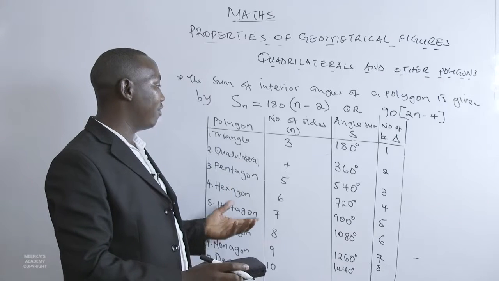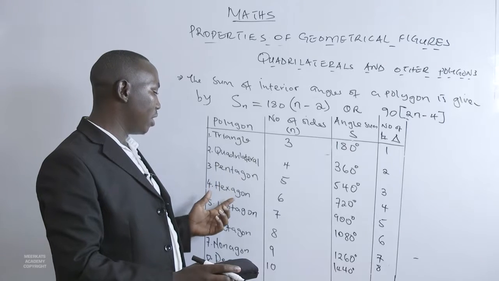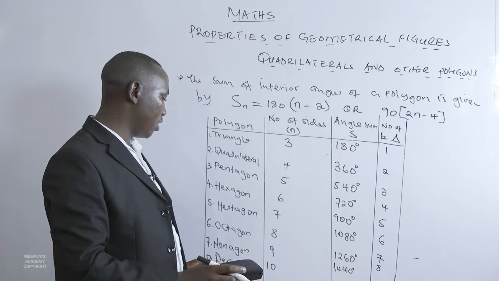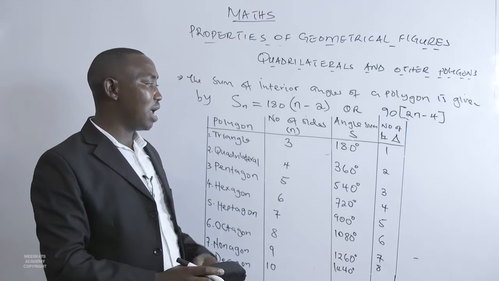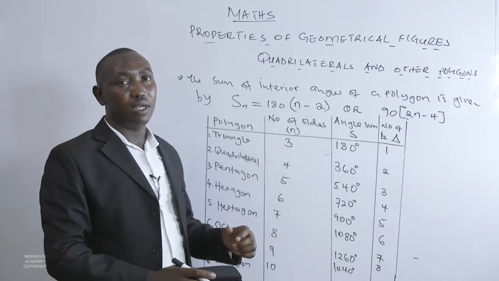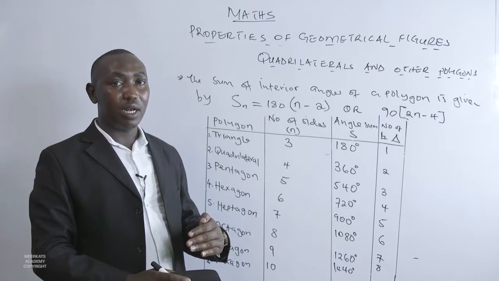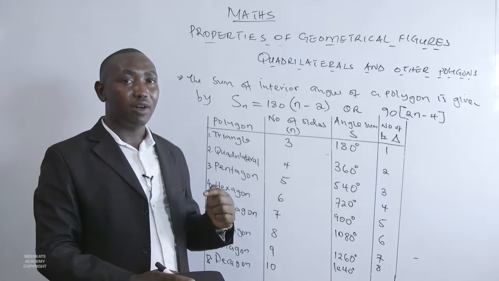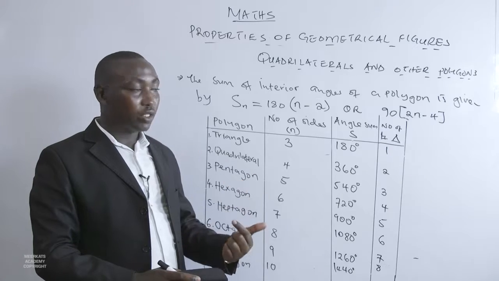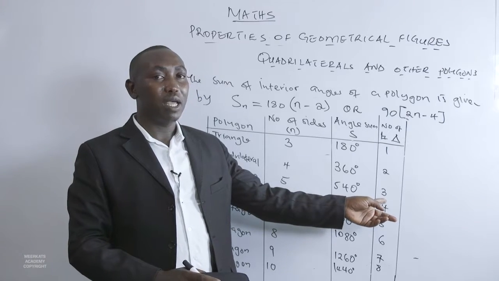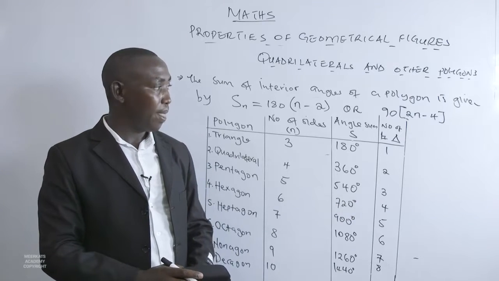So these are the most common polygons that we might have: triangle, quadrilateral, pentagon, hexagon, heptagon, octagon, nonagon, and decagon. Each of them has got those particular sums of interior angles. And we have said it actually depends on the number of triangles that are forming that particular polygon. If it is 3 triangles, then you multiply 180 by 3, which will give you 540.